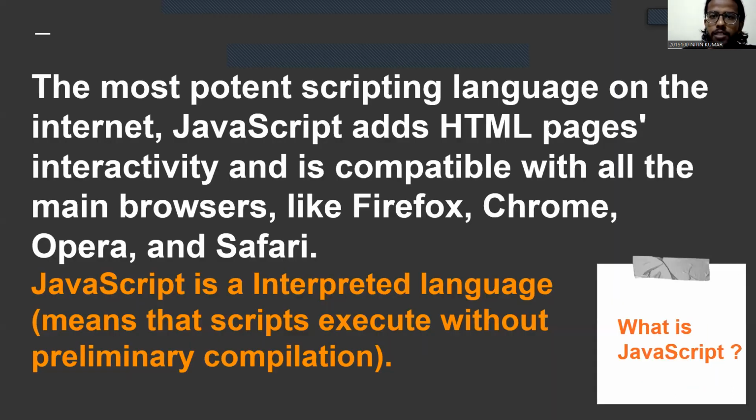JavaScript is the most potent scripting language on the internet, and it can be used in HTML to increase its interactivity. JavaScript is compatible with all the main browsers like Firefox, Chrome, Opera, or any other browsers. It is an interpreted language, unlike C++ that needs to be compiled before running. It is not like this. It's an interpreted language.